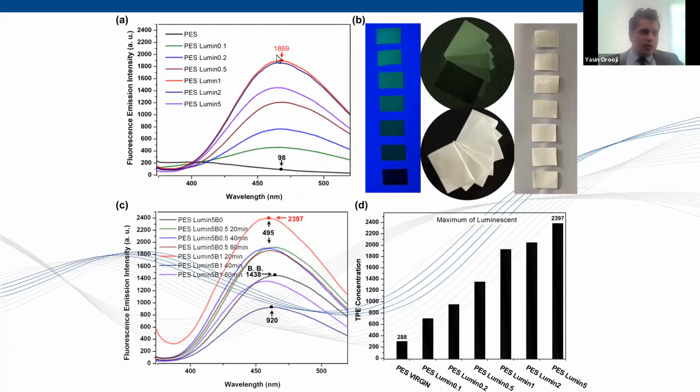But the point is, when we increase the TPE up to 5%, it is not highly intense for fluorescent emission when it is not fouled, but after fouling, it got almost 2,400 AU, and the difference is about 1,000, which is detectable.